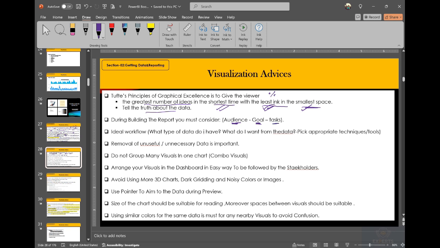During building the report, you must consider, and this is very important: audience, goal, and tasks. Three points you should consider when you are building your report. The skill of building a report is thinking and imagining what you will say and to whom you will say it. So the audience is number 1. It's not the same to explain the report to the project manager or construction manager as to give it to the stakeholders, the owner of the company.